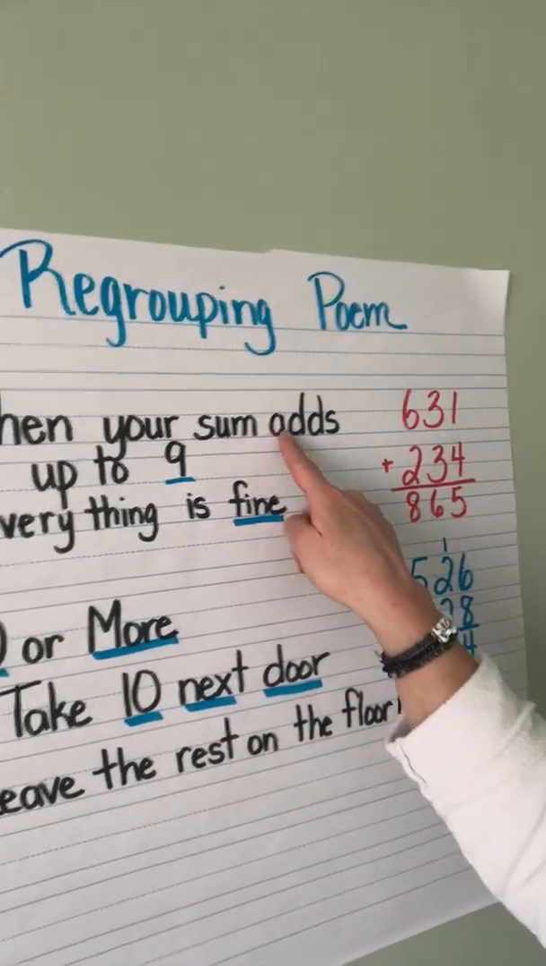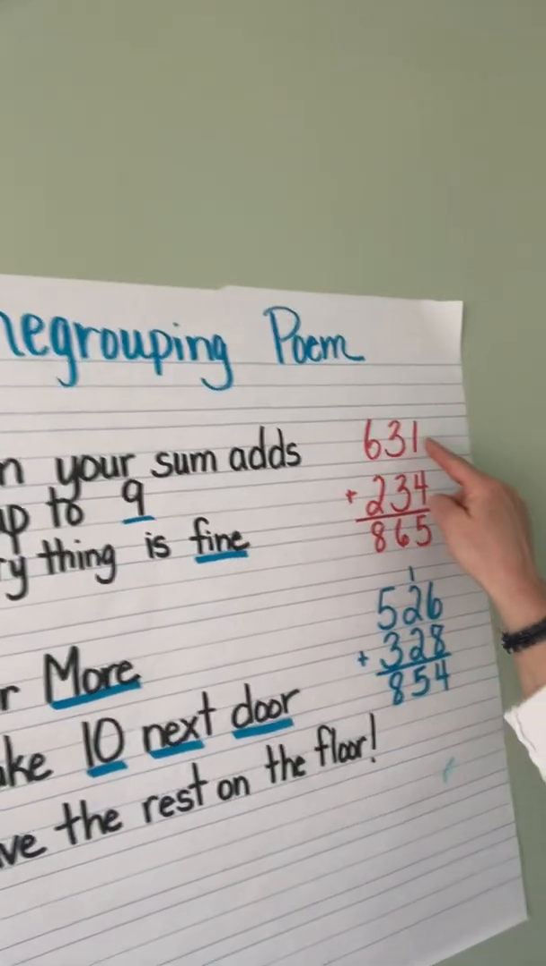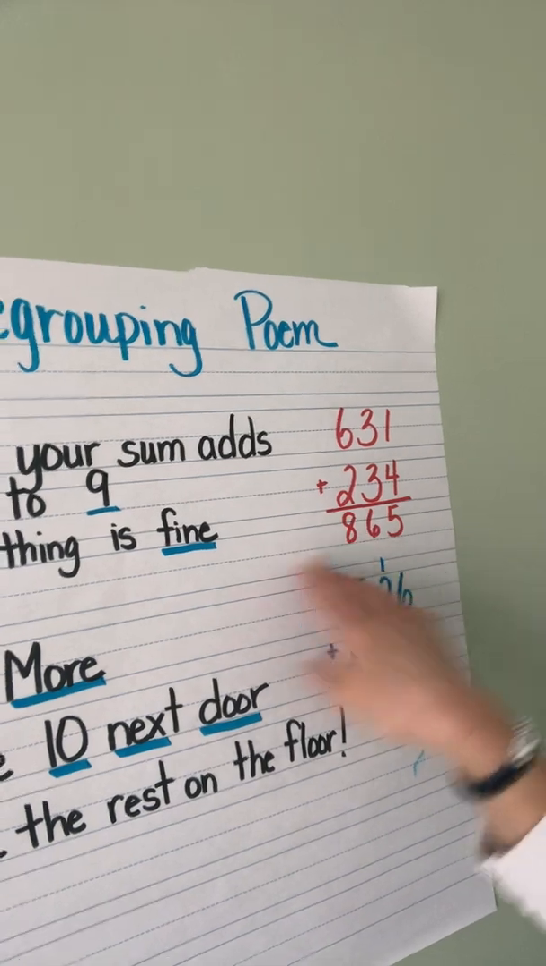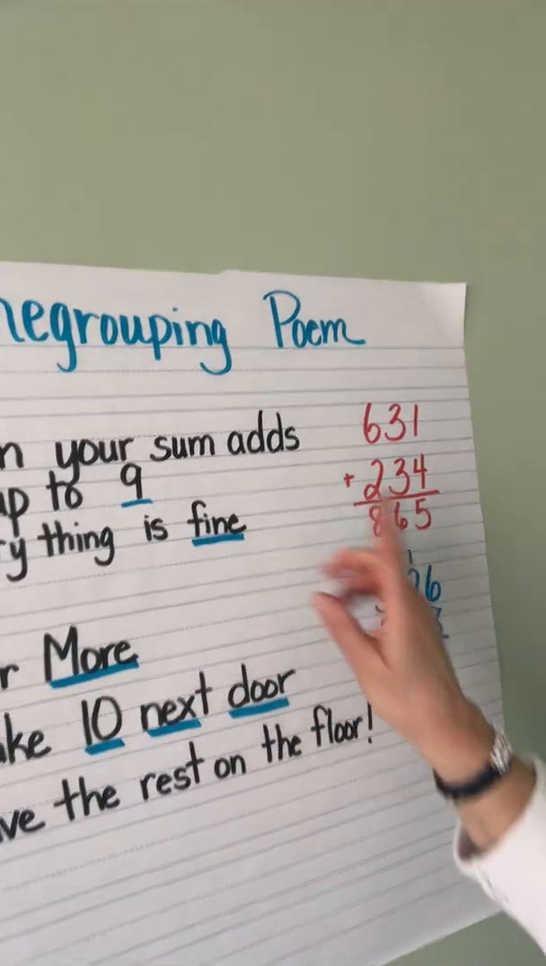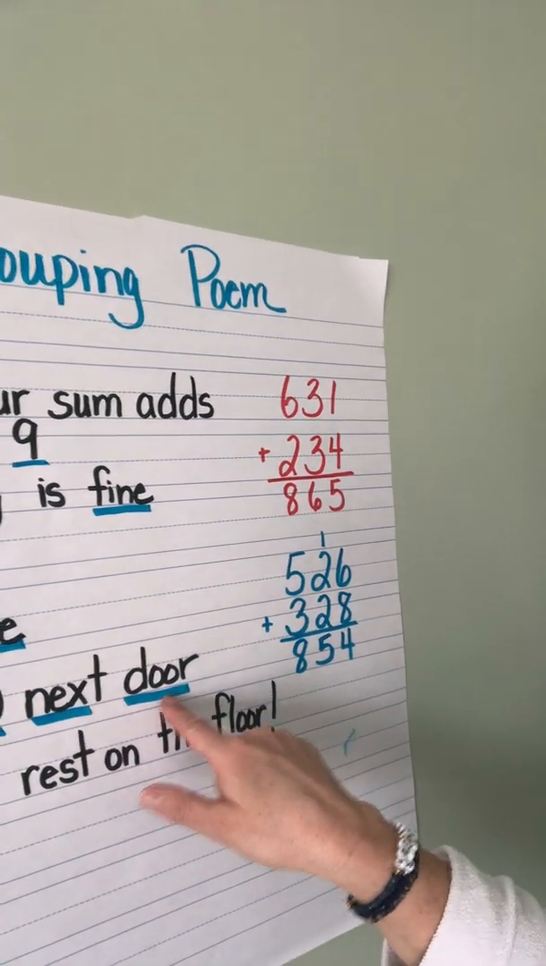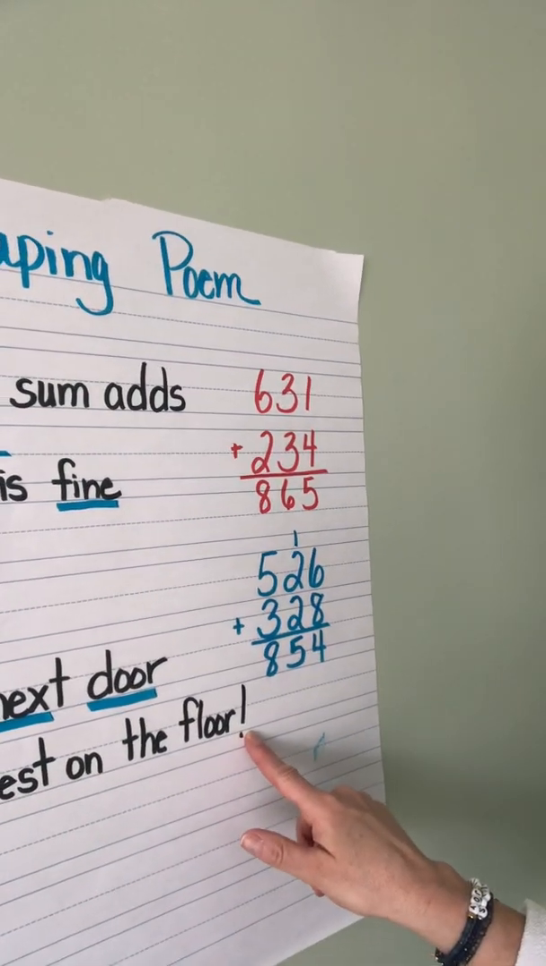can we? So here's our little regrouping poem. When your sum adds up to 9, like 1 plus 4 and 3 plus 3 and 6 plus 2, everything is fine. But if it's 10 or more, take 10 next door, leave the rest on the floor.